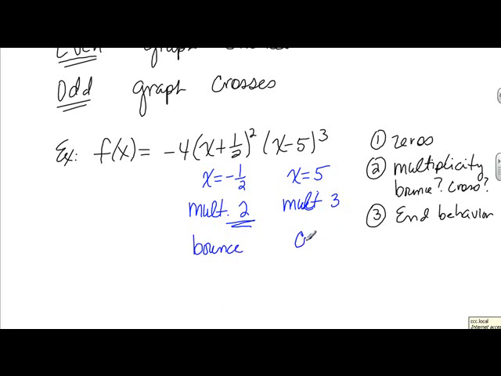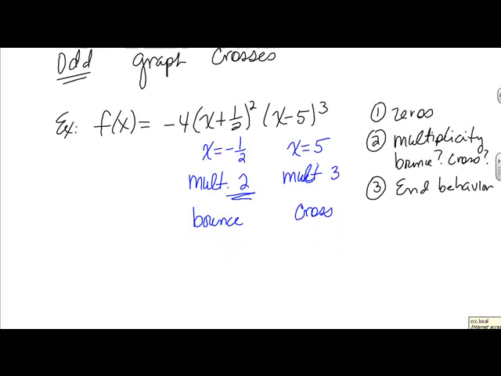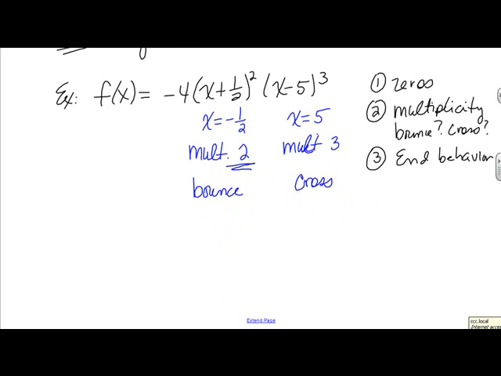To determine the end behavior, you have to look at the leading term. The coefficient is going to be -4. Then you're going to have an x squared that comes from this factor multiplied by an x cubed from that factor. So we'll have x to the 5th power. The limit then as x approaches infinity for f of x will be -infinity. The limit as x approaches -infinity for f of x will be infinity.